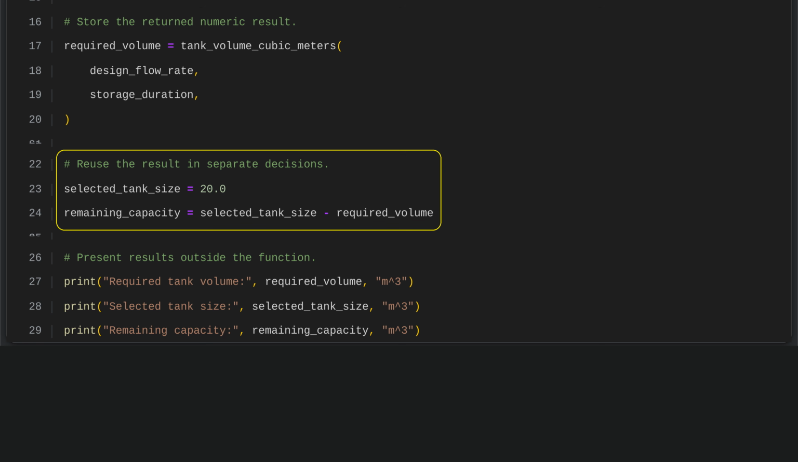The selected tank has a capacity of 20 cubic meters. To find the unused space, subtract the required volume from this tank size. The result shows how much additional volume the tank can still hold beyond the project requirement.